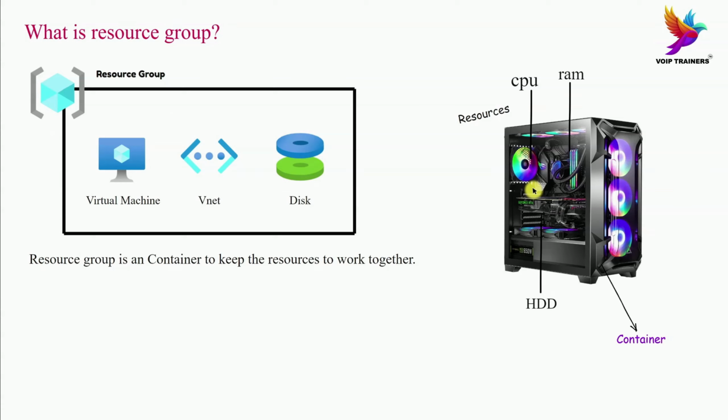What is a resource group? It's like a container to keep the resources to work together. For example, if you take a CPU cabinet, you can call this cabinet a container which contains CPU, RAM, and hard disks in order to start the OS. The same thing: a resource group is nothing but a folder or a container which is going to keep all the resources to work together.